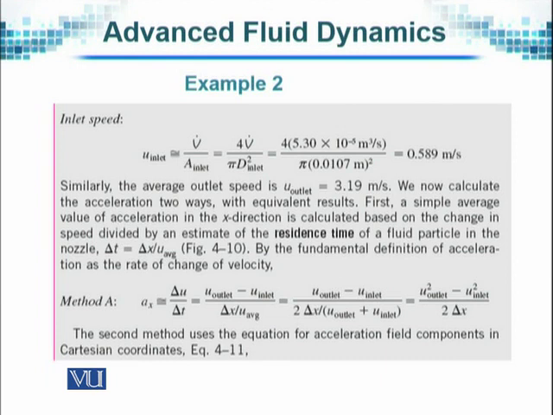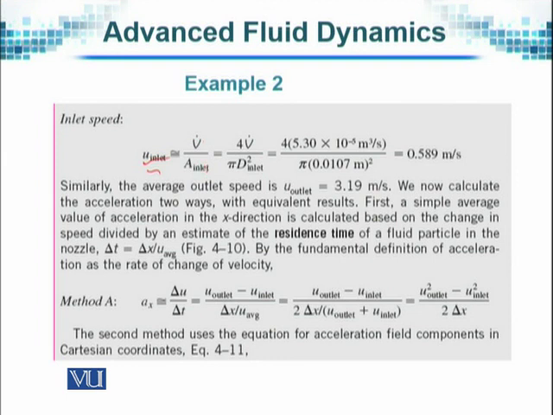And we use two methods, method A and method B, to determine the values of acceleration, and let us see whether they come out to be the same. So the velocity at inlet is calculated from the volume rate that is given to us, divided by the surface area at the inlet.